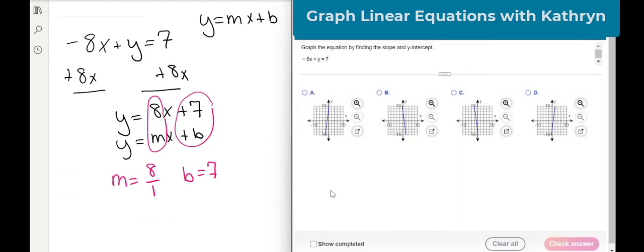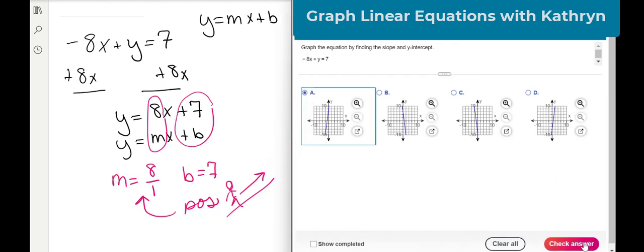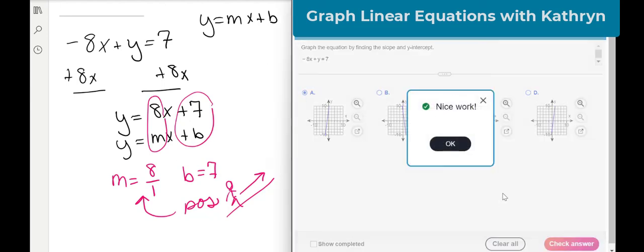All right, so now it's either A or B, but what we're going to do next is look here. My slope is positive, so remember, if we're walking on the line, we're going in a positive direction, it means we're going up. So that one actually has to be A because that is a positive slope. So we're going to click A and we're going to check it. Yay, we're geniuses.